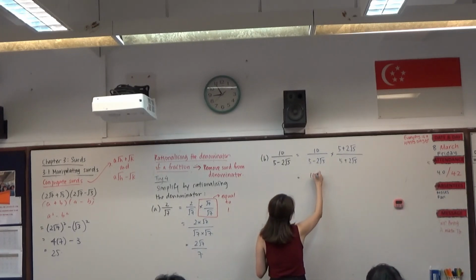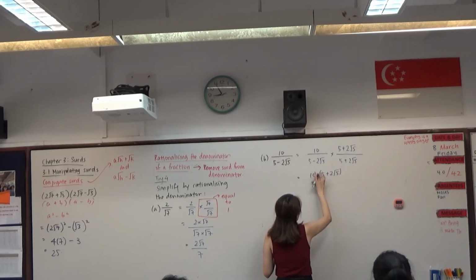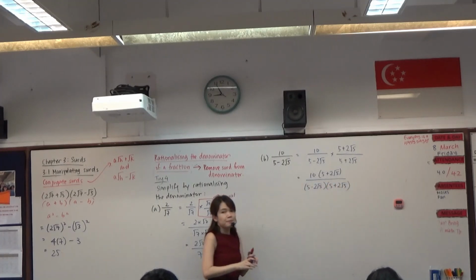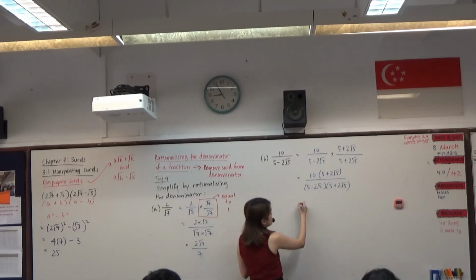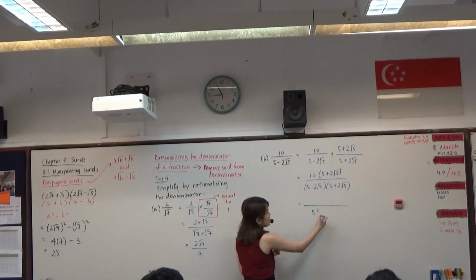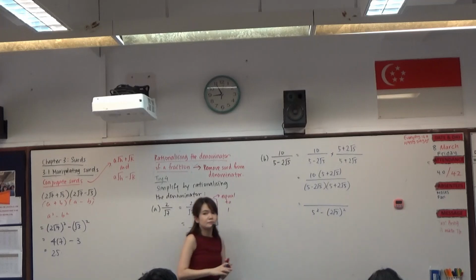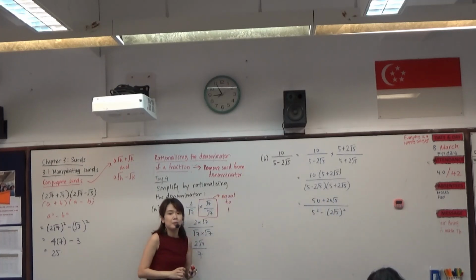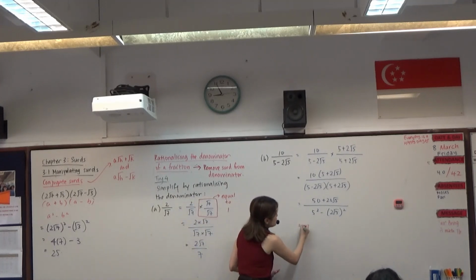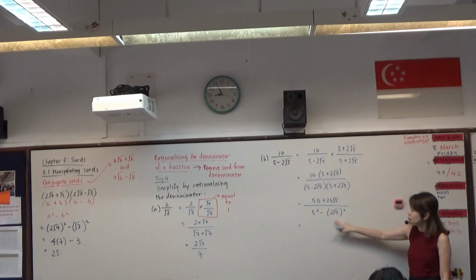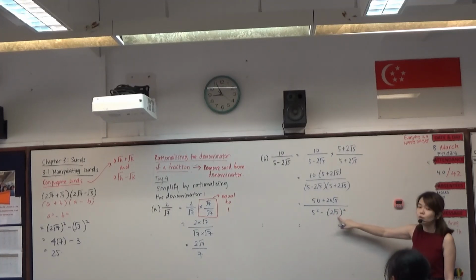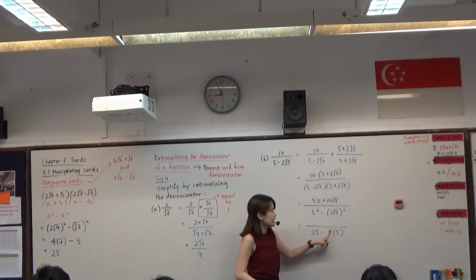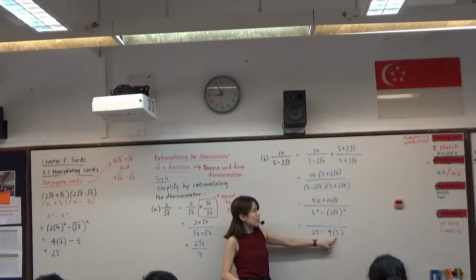So my numerator must also be the same. Now we have numerator times numerator over denominator times denominator. And in our denominator, I can apply my a squared minus b squared, which is 5 squared minus 2 root 5 squared. In the numerator we have 50 plus 20 root 5. Knowing our conjugate pair helps us to get rid of the root sign in the denominator, because with 2 root 5 bracket squared, that will give me 4 times 5, because 2 squared is 4, root 5 squared is 5.